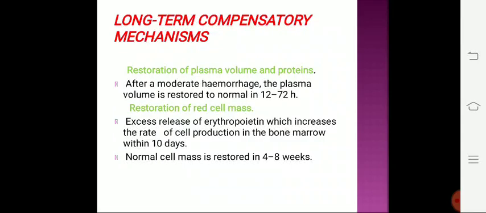But if we control the shock during the initial stage only, or non-progressive shock, then we can reduce the mortality, or we can prevent the patient from going further into the higher complications.